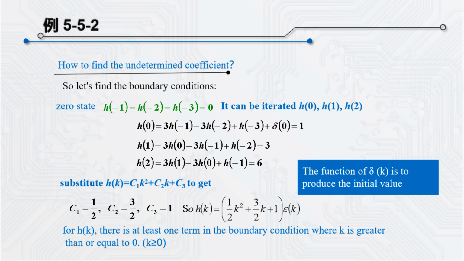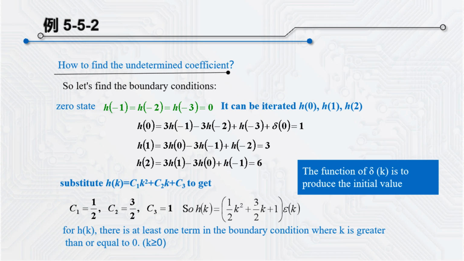The solution to the undetermined coefficients is obtained according to what the zero state response means. The initial state is 0, so that means h of minus 1, h of minus 2, h of minus 3 are equal to 0. Let's take that to the difference equation up here. We can iterate over the values of h of 0, h of 1, h of 2. Let's say that h of 0 is equal to 1, h of 1 is equal to 3, h of 2 is equal to 6. So let's take these initial values.